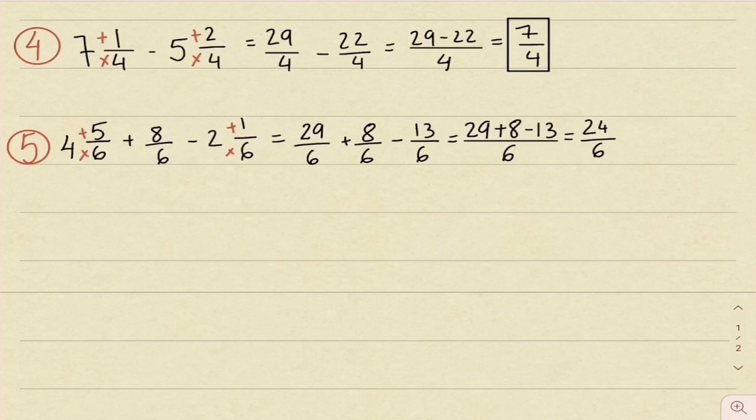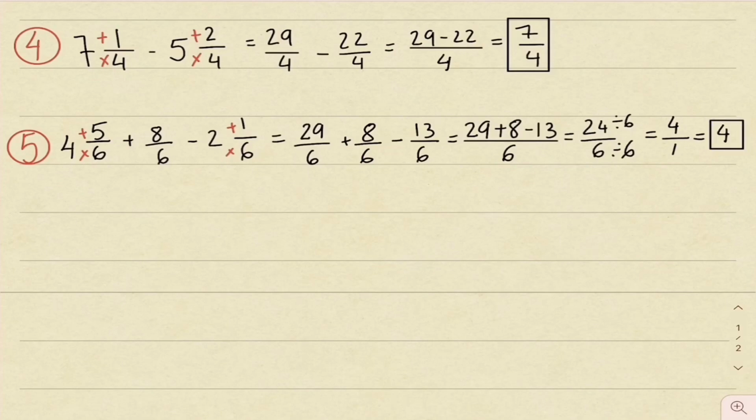Now I can reduce this. If you don't know how to simplify fractions, please go ahead and watch our lesson 3 where we explain everything in detail on how to simplify fractions. Now in this case, I'm going to divide by 6 top and bottom. 24 divided by 6 is 4. 6 divided by 6 is 1. So the answer is 4 over 1, which is 4 divided by 1. The answer is just 4.